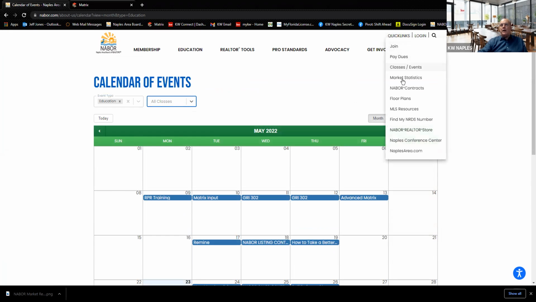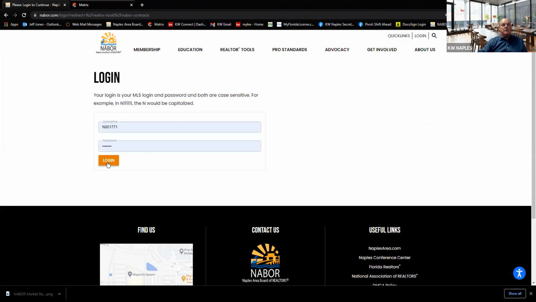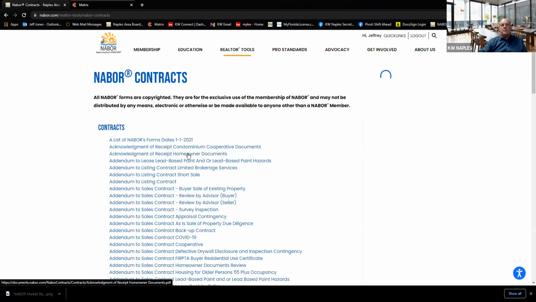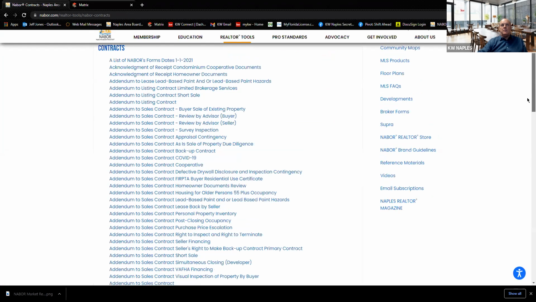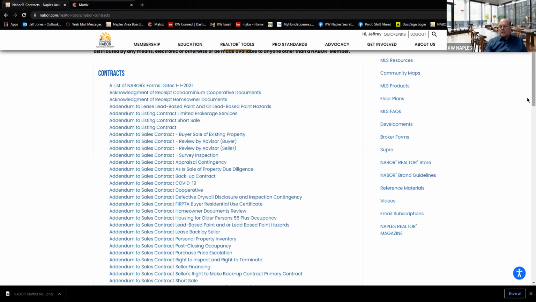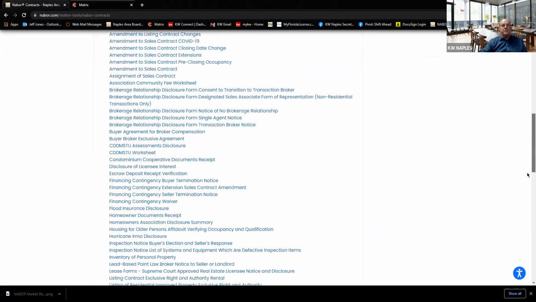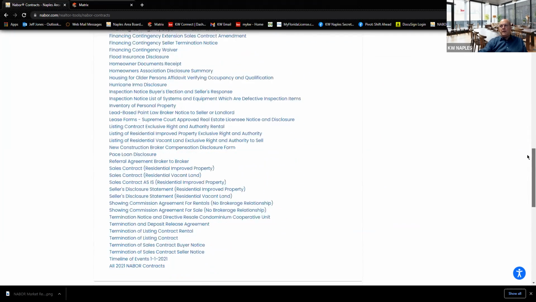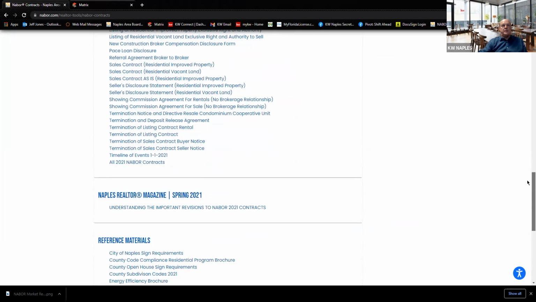Then you've got all the NABOR contracts here, and I use this all the time. If you're on the road and you need a contract document and you don't want to go into DocuSign and fool with all that, all the contracts are here and all the current versions are here. So this could be a nice easy way to get a hold of a copy of a contract.